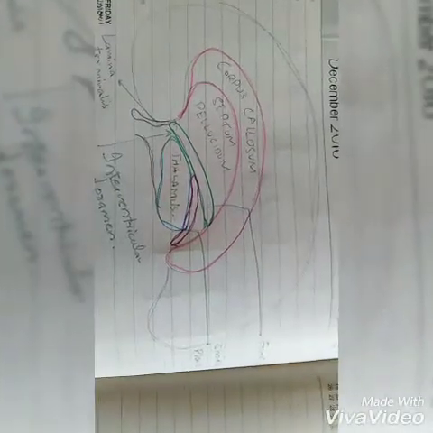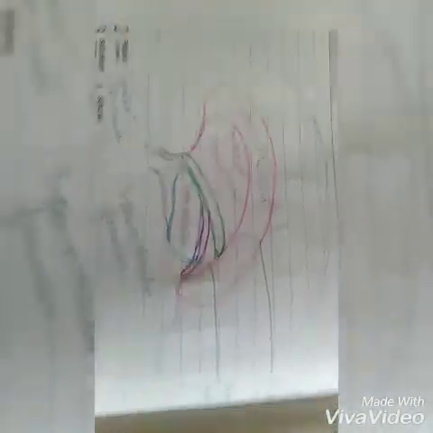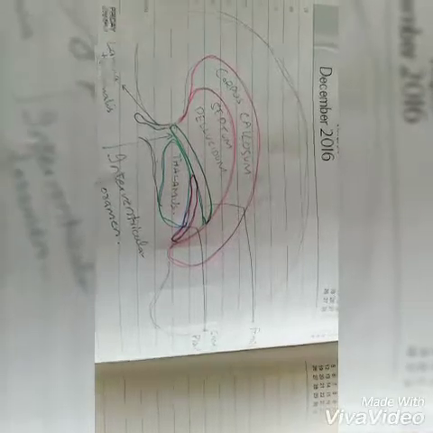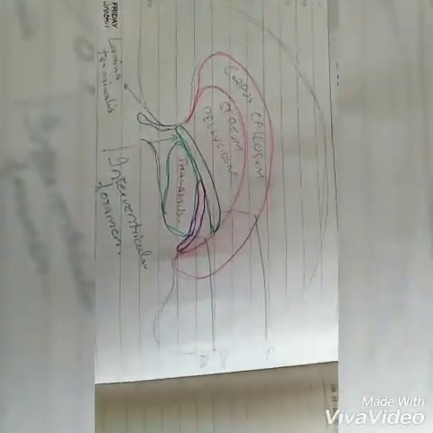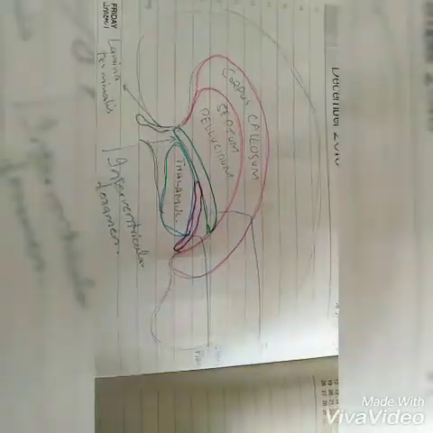Let's start with the anatomy of lateral ventricle. Lateral ventricles are cavities located in the cerebral hemisphere, one in each cerebral hemisphere. Here is shown the medial wall of the brain.